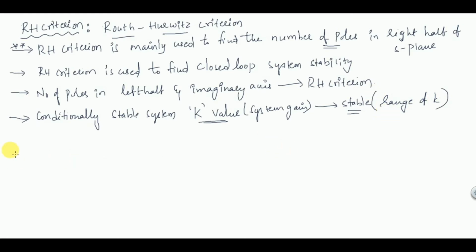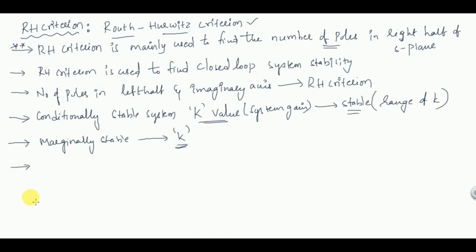If the system is marginally stable, in that case also we can find the system gain K. Finding the K value, that is the system gain value, when the system is marginally stable is also possible by using RH criterion. We'll see all the cases when we discuss them one by one.